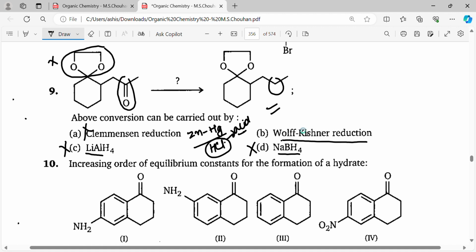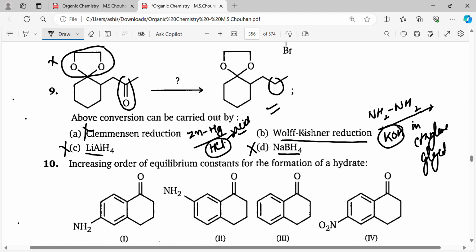Now Wolff-Kishner reduction. In Wolff-Kishner reduction we use NH2NH2, then KOH in ethylene glycol. Here we are using a base, and ethers are stable in a base, so it does not react with the base, so we can use Wolff-Kishner reduction. So our answer will be B.